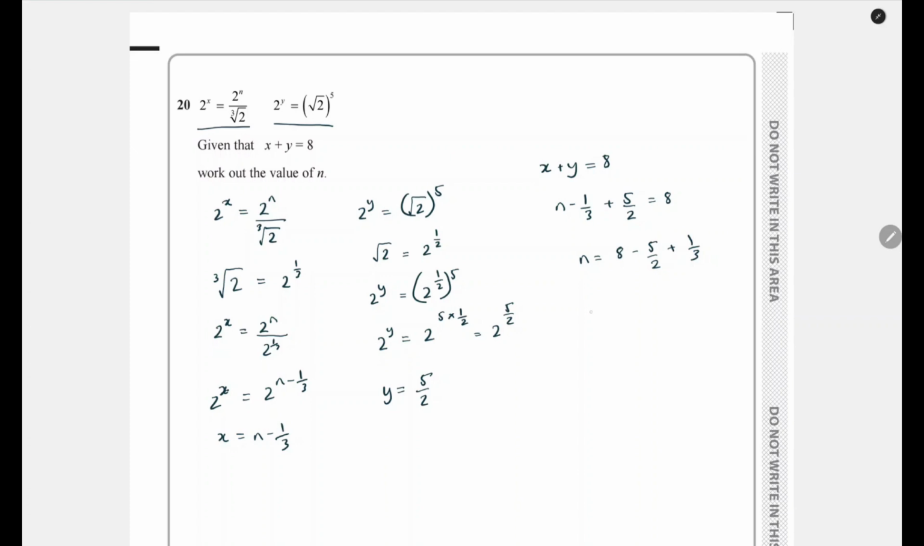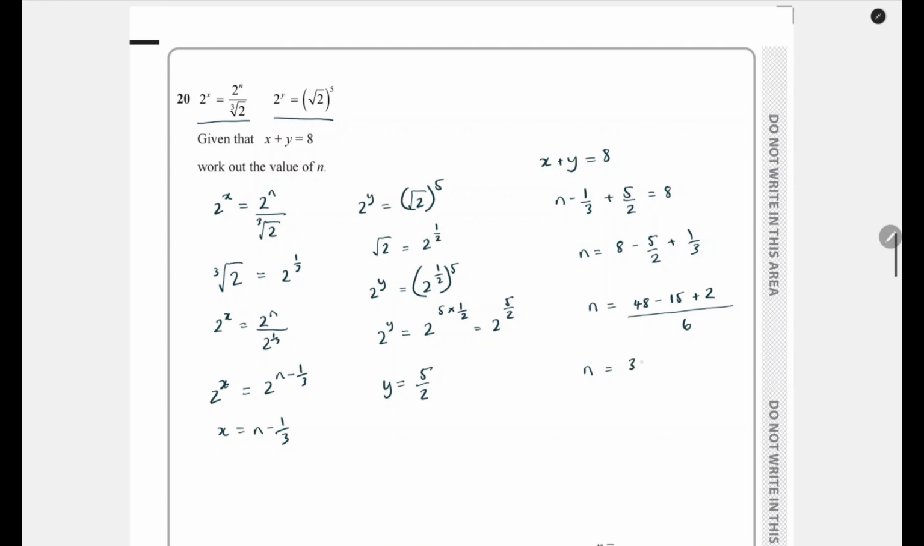And so a common denominator would be 6. So to get that, we need to multiply 8 by 6, which is 48. We need to multiply the 5 over 2 by 3, and that gives us 15. And the 1 over 3 by 2, which gives us 2. Simplifying this gives us 48 plus 2, which is 50. 50 minus the 15 gives us 35 over 6. And so n is 35 over 6.